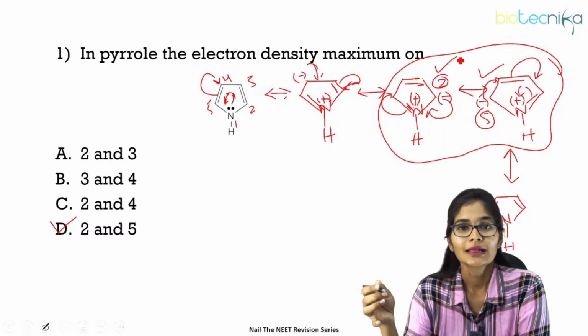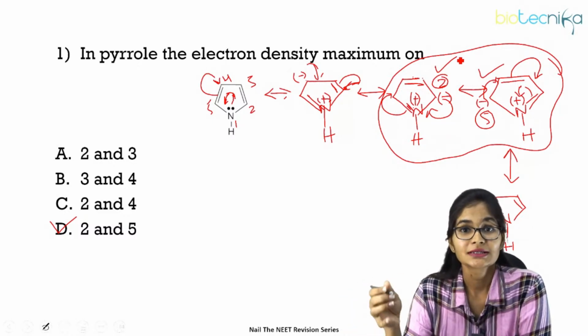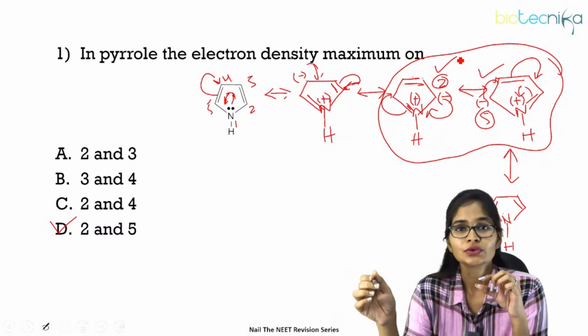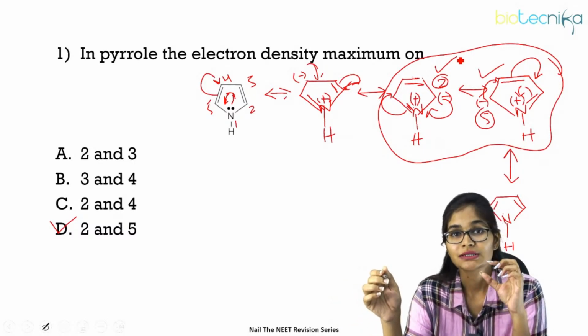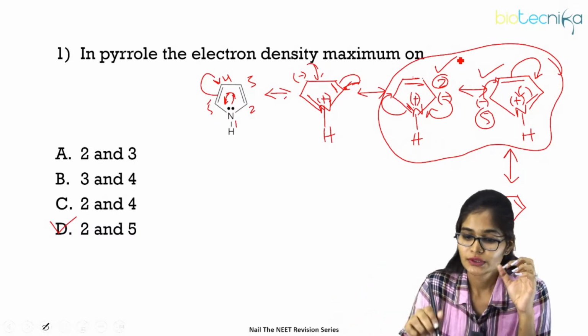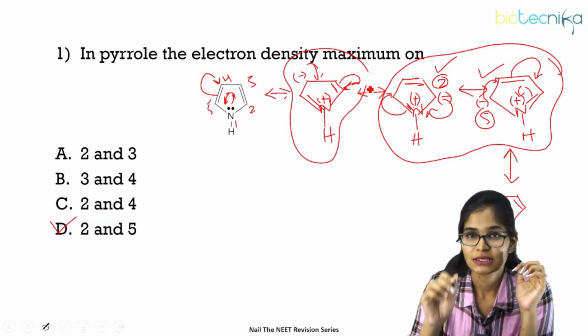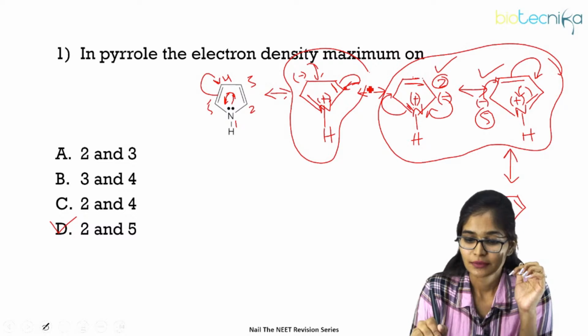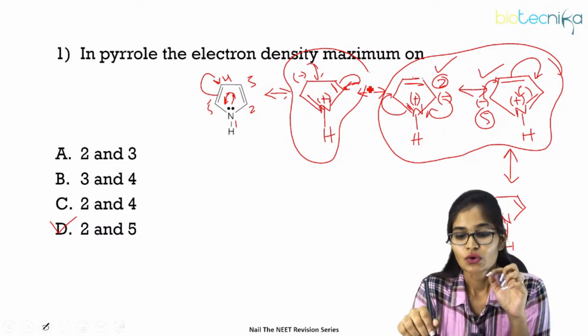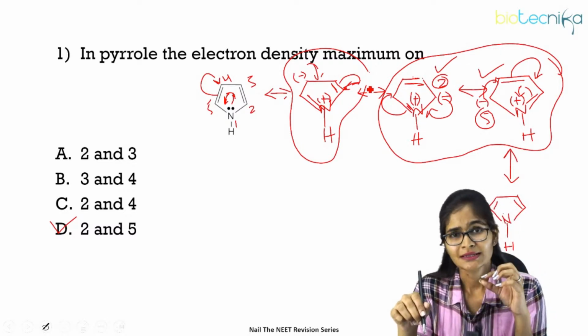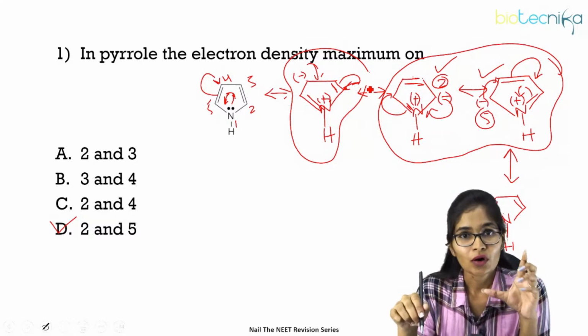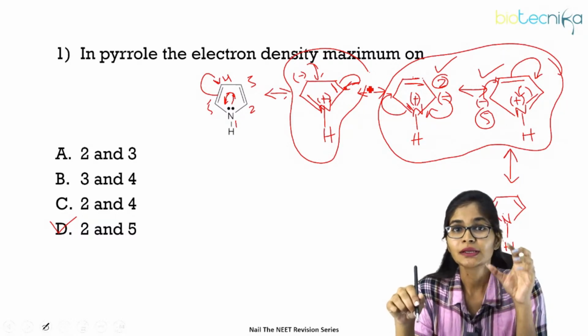Apart from that, you can answer by comparing the charge separation also. When you consider the charge separation, suppose you consider this second one, where the nitrogen is carrying a positive charge and the third carbon is carrying a negative charge. So overall, where the charge separation is more, the stability will be reducing.